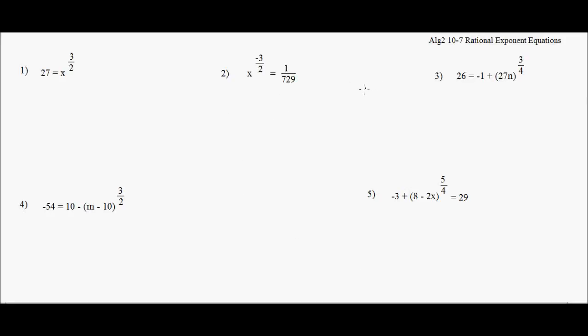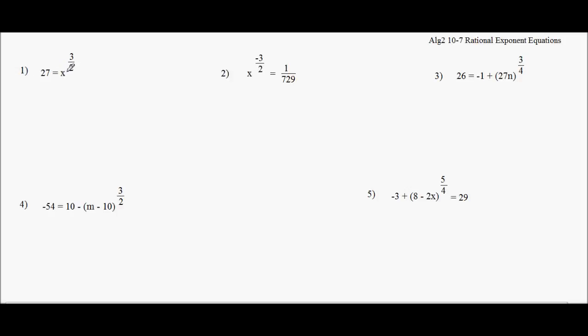Okay, let's go for Algebra 2, Lesson 10-7, Rational Exponent Equations. Okay, fun stuff. So what we're gonna do is try to solve.